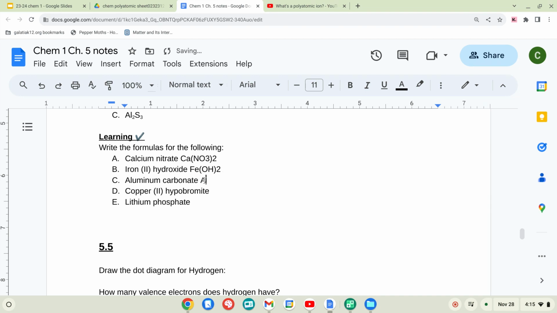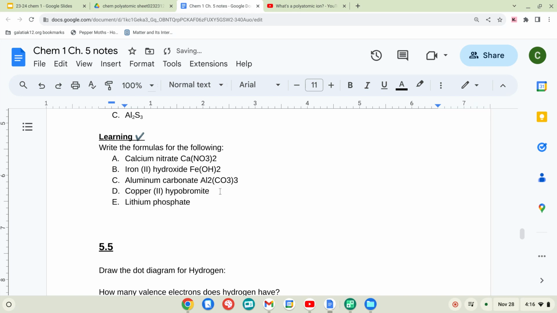Aluminum carbonate. That's Al2. Now I'm going to put my carbonate in parentheses, which is CO3, 3. Now the reason I did this is because aluminum is a +3, so I crisscross that to the carbonate, and my carbonate's a -2 from this sheet, and I crisscross that to the aluminum. The only time I have to use parentheses is when it's going to look like, oh, I've got 33, or I've got some crazy number here.